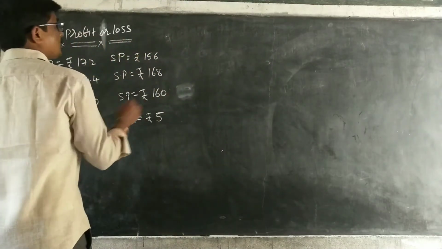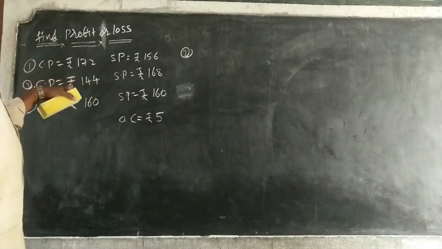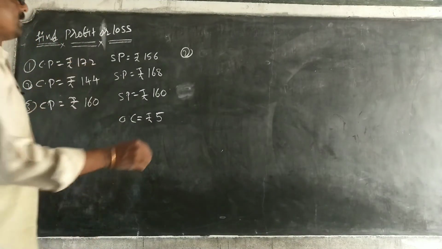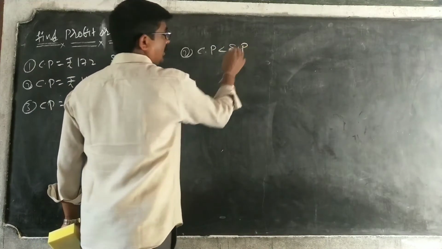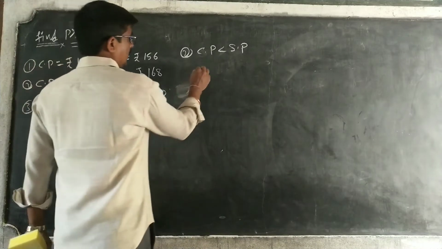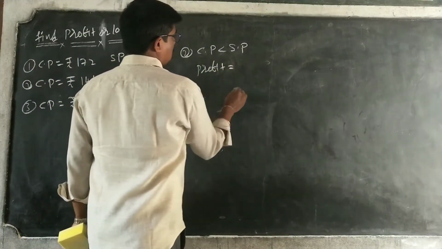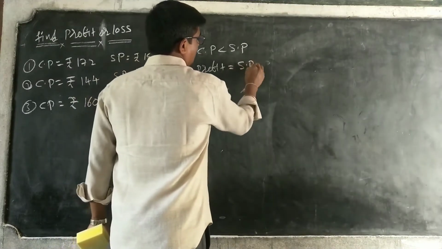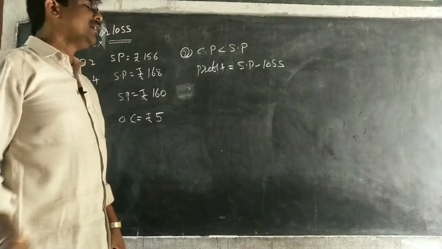Observe here, cost price and selling price. Here cost price is smaller than selling price. Therefore he got profit. Definitely got profit. Therefore, profit is equal to selling price minus cost price.